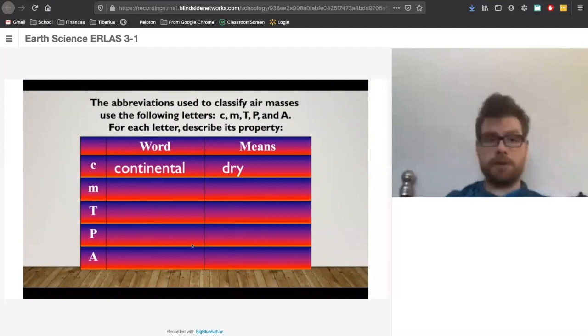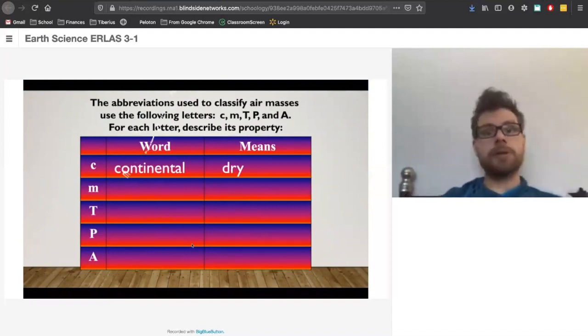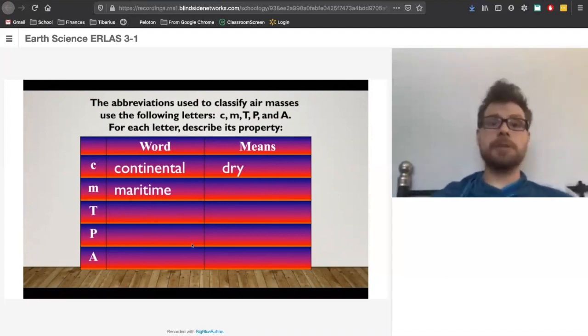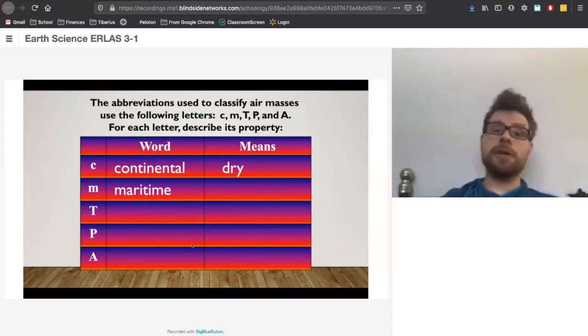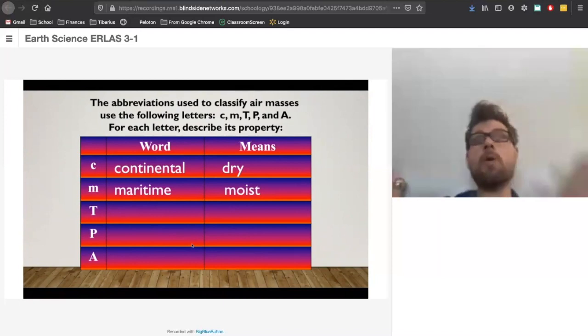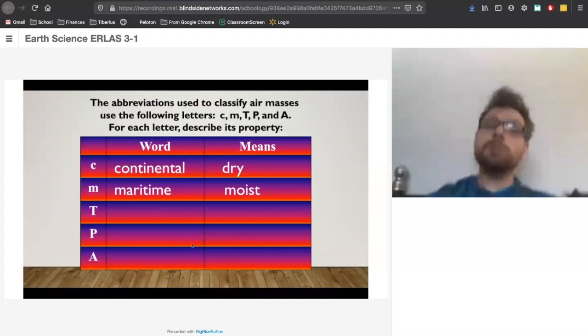We compare that with our M air mass, our maritime air mass. Maritime comes from the Latin mar. Mar means sea or ocean. So a maritime air mass is an air mass that forms above an ocean, above water. This is going to be a wet, moist air mass because it's evaporating all of that water from the ocean. The air mass that forms above the continent doesn't have a lot of water to evaporate because it's above land, so that's going to be pretty dry.